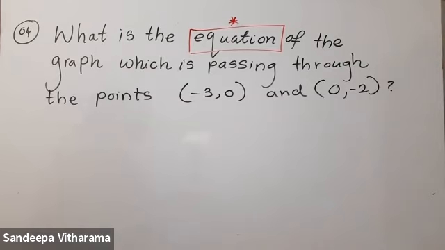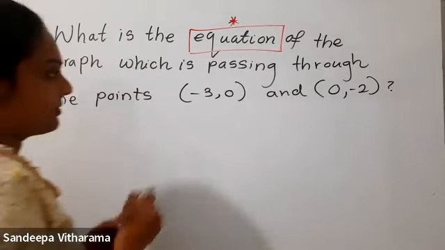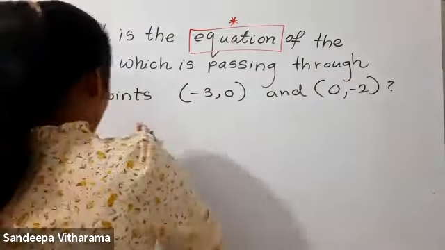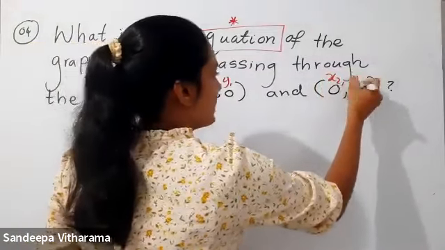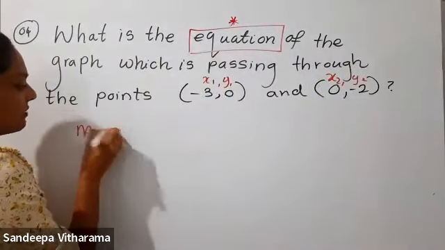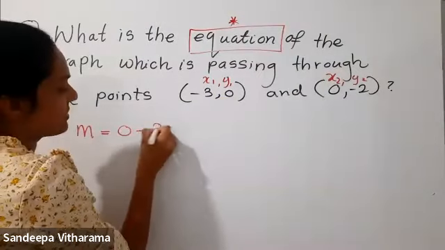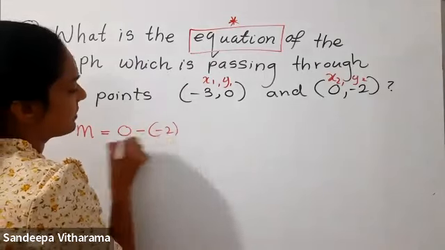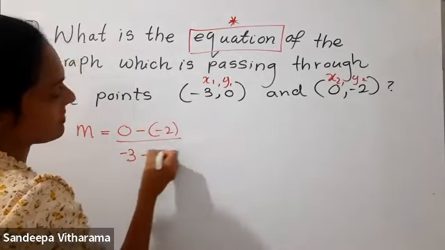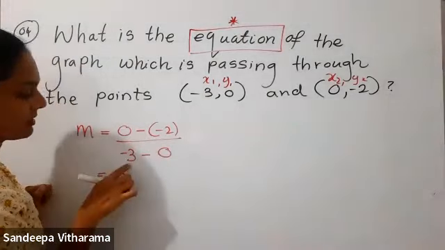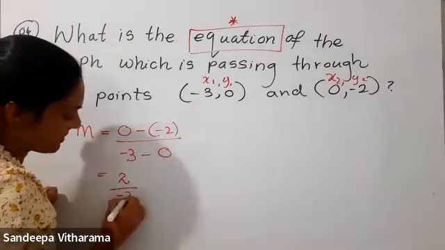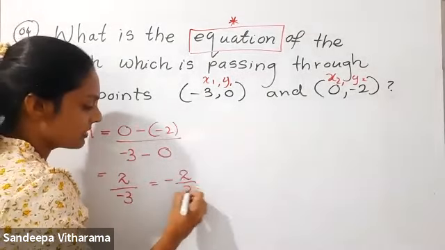Yes, what are the answers? Okay, let's see. First of all, we have to find the gradient. To find the gradient, we can name these two points x1, y1 and x2, y2, because it makes it easy to find the answer. Then y1 subtract y2: 0 subtract minus 2, divided by x1 is minus 3 subtract 0. 0 subtract minus 2 becomes plus 2. Minus 3 subtract 0 is minus 3, therefore it is negative 2 over 3.